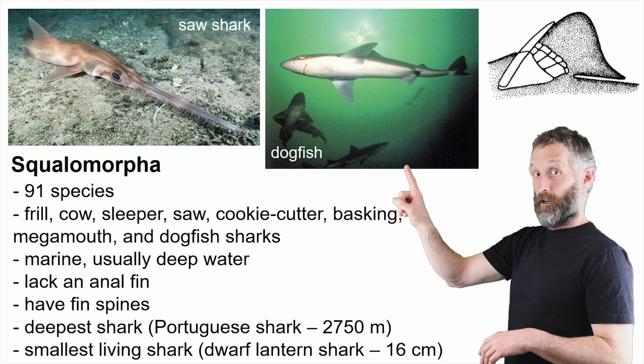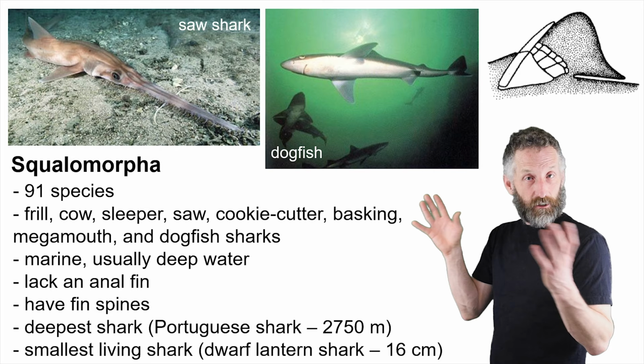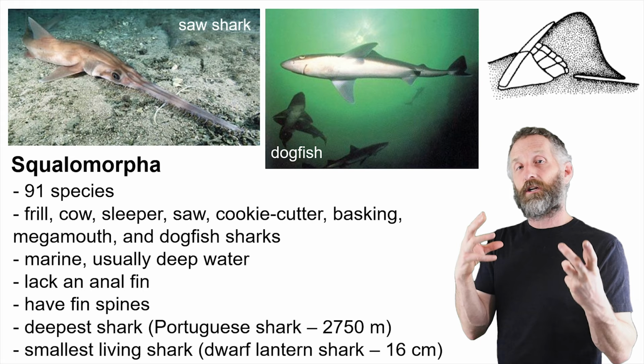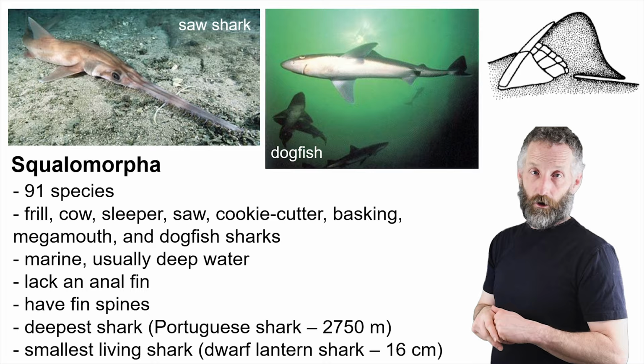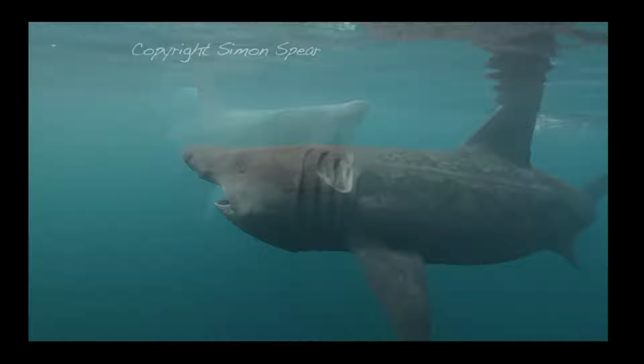And an independently evolved, massive, planktivorous, filter-feeding shark called the basking shark. It's like a whale shark, but it's in a completely different group that split a long time ago. So it's convergent evolution of this super massive, filter-feeding, planktivorous form of massive shark. And let's just watch this cool video of a basking shark foraging off the coast of Ireland.